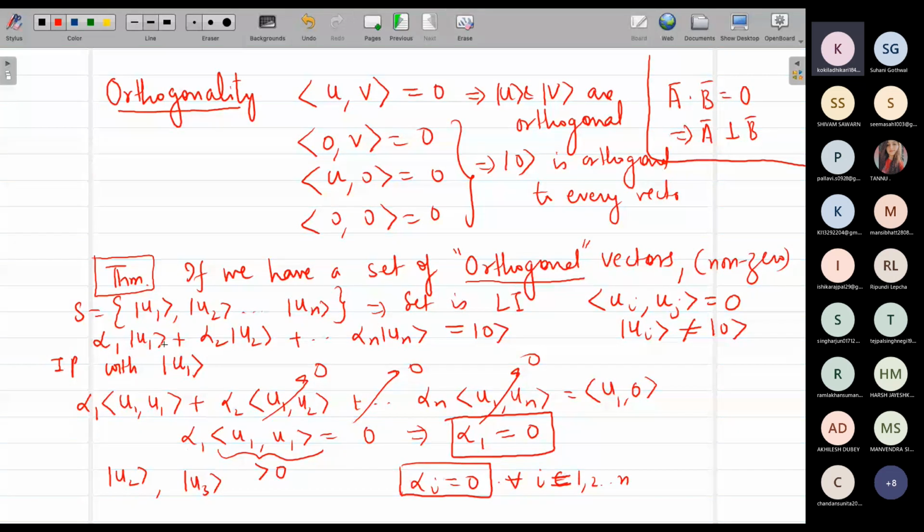So since the equation alpha 1 u1 plus alpha 2 u2 and so on equal to 0 has only one solution, which is the trivial one, that all alphas are 0, the set is linearly independent. I will pause here; in case you have a question, please ask it right now.